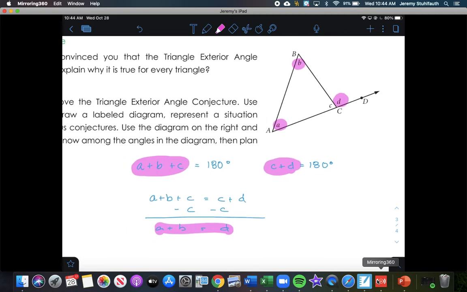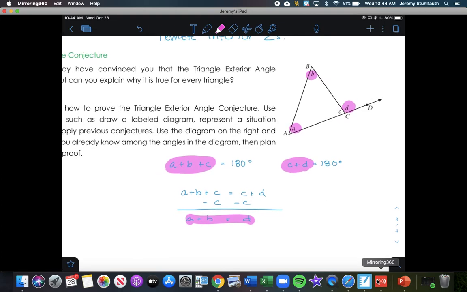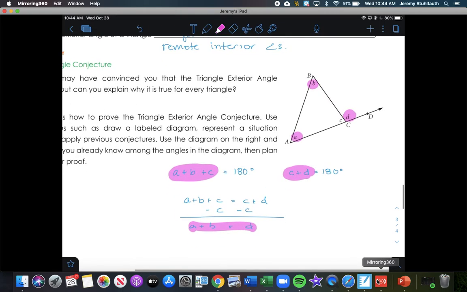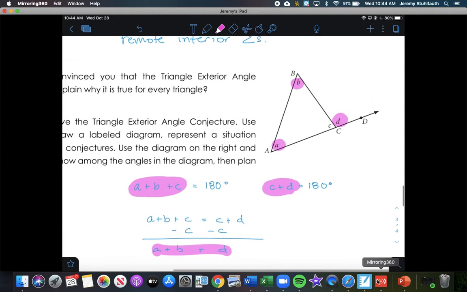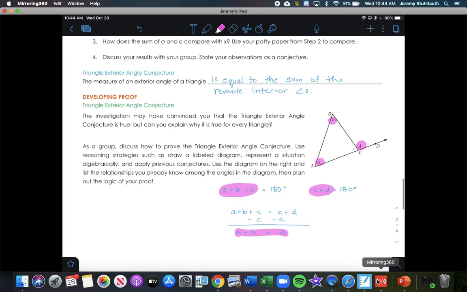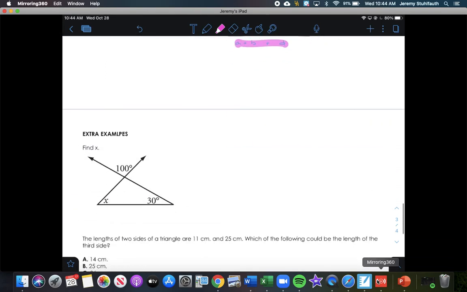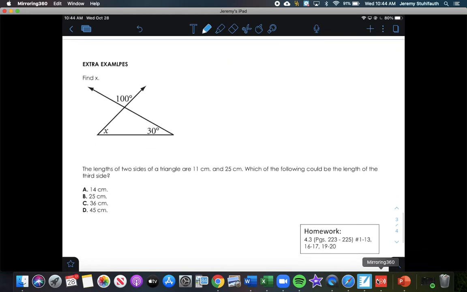So we have just proved using deductive reasoning, using algebra here, that that is in fact a true conjecture every time, regardless of what the triangle is, or regardless of the size of the angles. So now we can take this and we know that that is true forever. So before we end the notes, I want to look at a few examples here just so you can see what types of problems you might be expected to do.